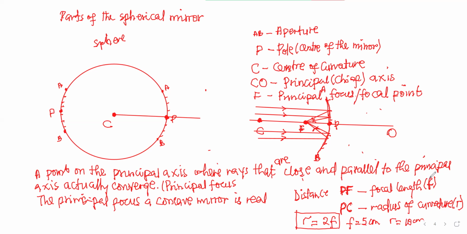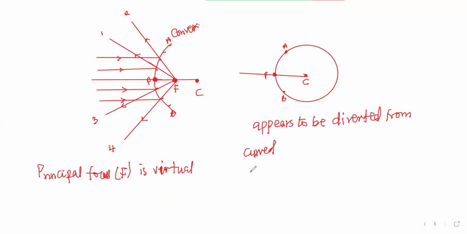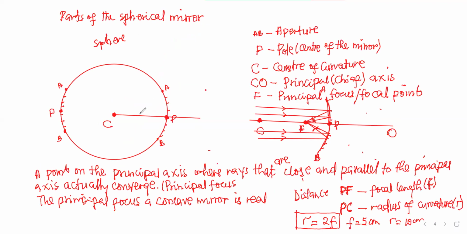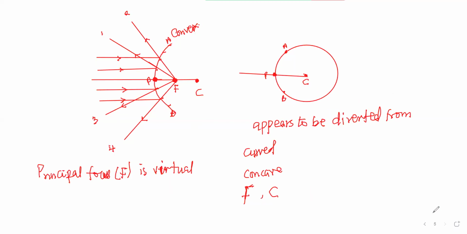We'll be using it in image formation as well as the mirror formula. Okay, is there any question? Please note that for a concave mirror, the principal focus F is real, and the center of curvature is also real, because they are all points which occur in front of the mirror. But for a convex mirror, F and C are virtual because they occur behind the mirror.